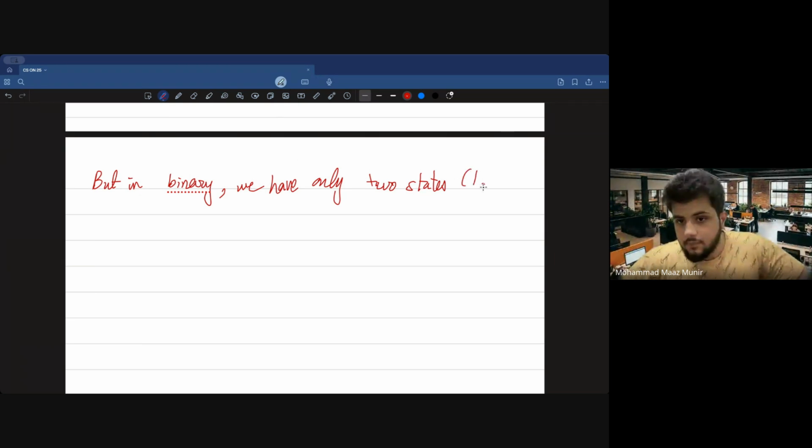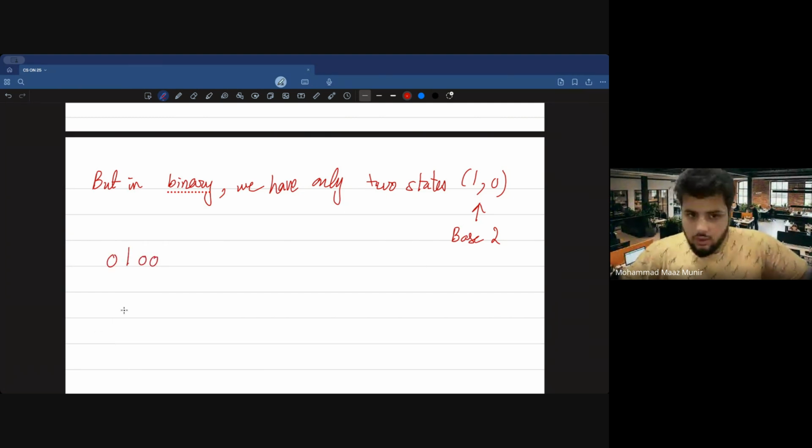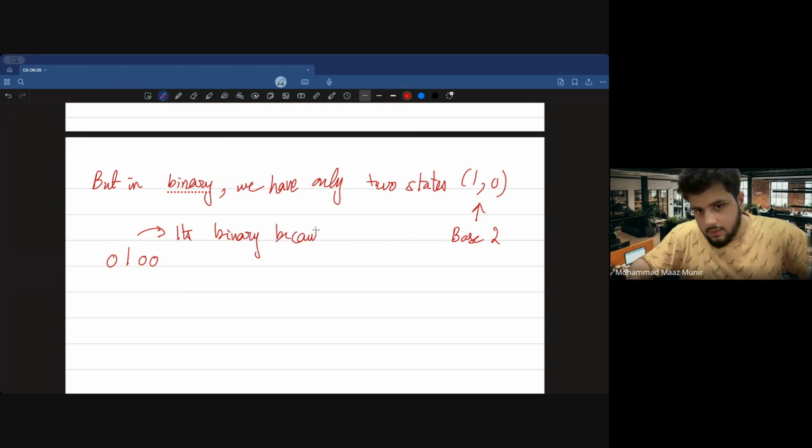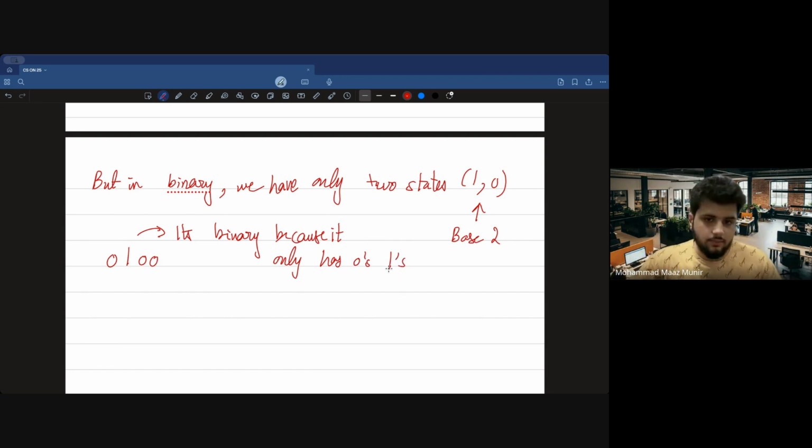It's either 1 or we have 0. So as we have either 1 or 0, this means it's a base 2 number system, right? Base 2 number system. Now if I want to convert it into the similar base 2 manner like before, let's say I have the binary number 0100. Now, why is this a binary? Because it only has zeros and ones.